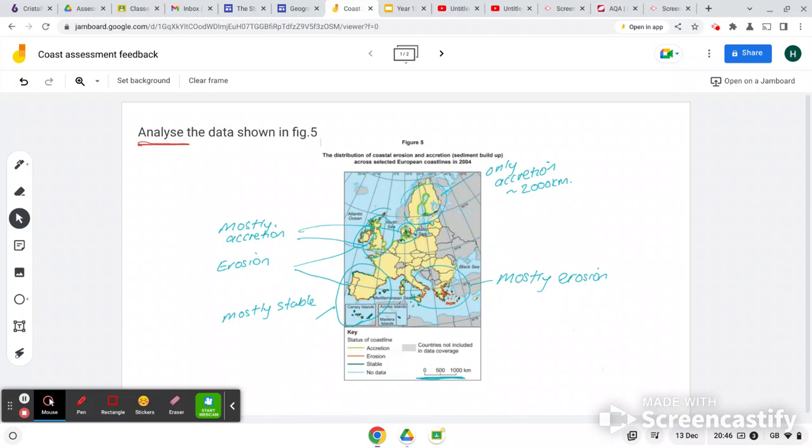If you've got two figures, then you need to try and make links between them. However, if you only have the one figure, then you need to try and make links within that figure. So here that would be using the scale as well as the map.